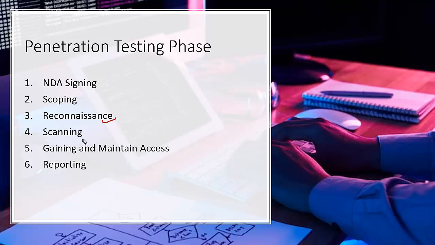Then we have the second stage, which is called scanning. With the IPs and network IDs they got, they perform a network scan to identify the live IPs from the range, and they also try to check which IPs are associated with the company.